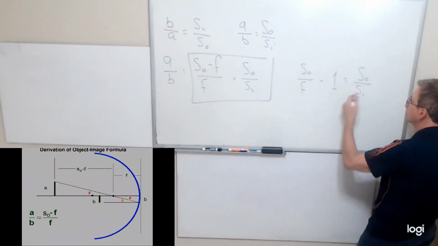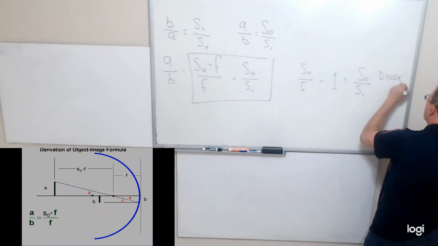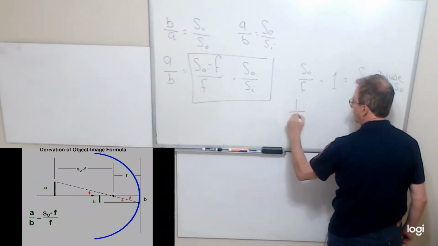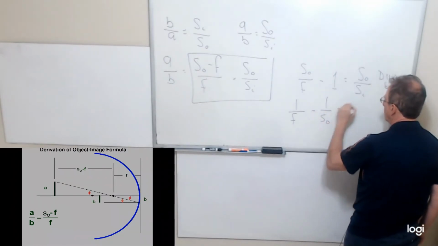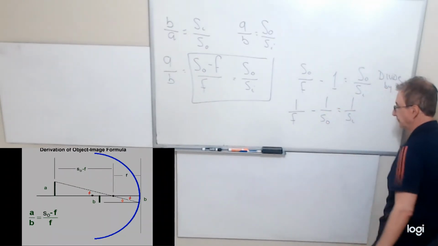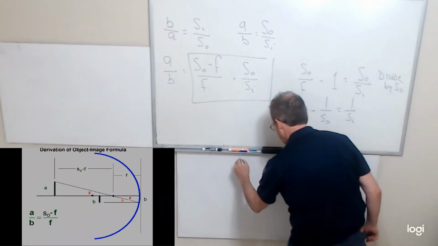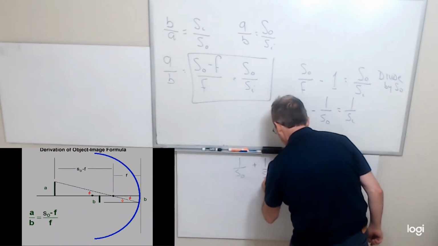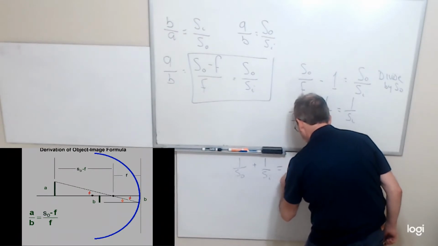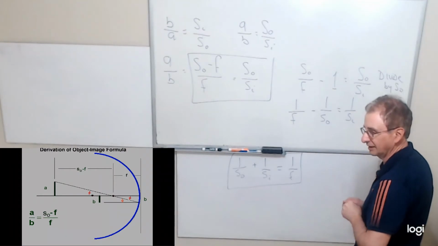Let me divide both sides by S naught. And what do I get? I get 1 over F minus 1 over S naught equals 1 over SI. Rearranging this, I will get 1 over S naught plus 1 over SI equals 1 over F. This is the object image formula for the mirror.